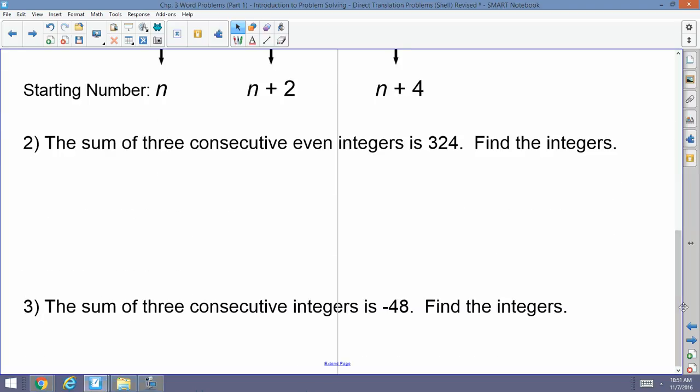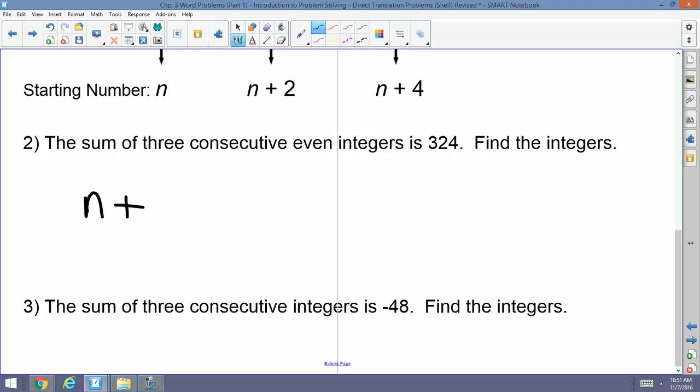For example, the sum of 3 consecutive even integers is 324. So I have the sum of 3 consecutive even integers. Do I know my first term? Guys, do I know my first term? Guys, think about this. You're overthinking this. The sum of 3 consecutive even integers is 324. Do I know my first term? So what do we call an unknown? Okay, n or x, whatever.